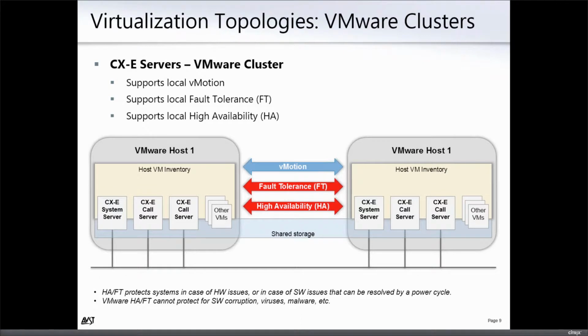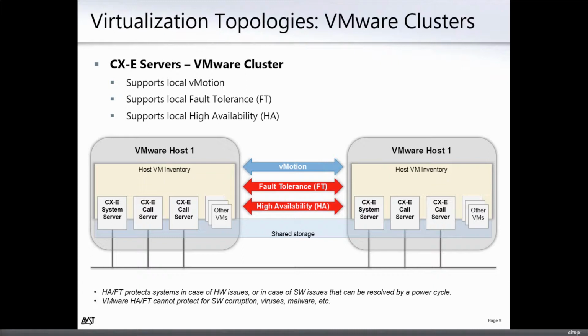Now, if we have a cluster, it gets much more interesting because VMware has a lot of capabilities that we now support when you have clusters. So vMotion is the ability to move a server while the server is running from one host to another. We support that with system servers and call servers. And so you actually could take a functioning call server that had calls on it and decide to move it to another host. Maybe you need to do an upgrade or maintenance on the machine.